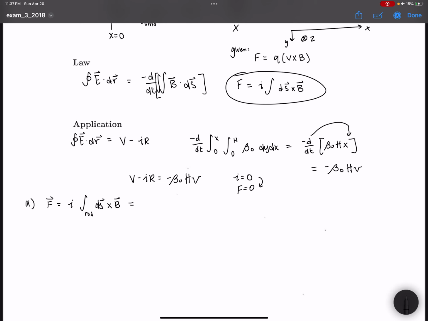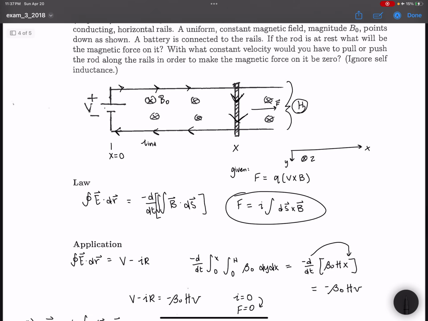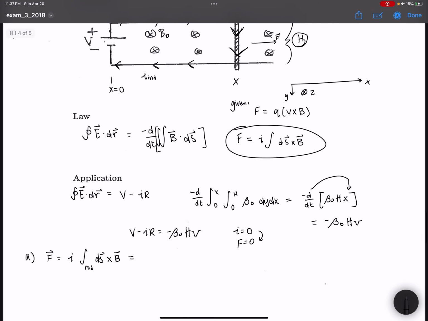Wait, hold on. I'm getting a little lost right now. So that integral is over the rod's length. You're taking little bits and pieces of it? Yeah. And because the force and current are perpendicular, the direction of current is ds. So ds is over the rod's length. So are you taking little y's? Little i's, yeah. No, little y's.